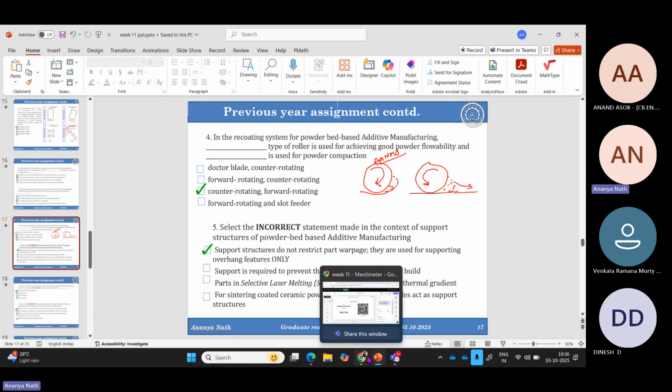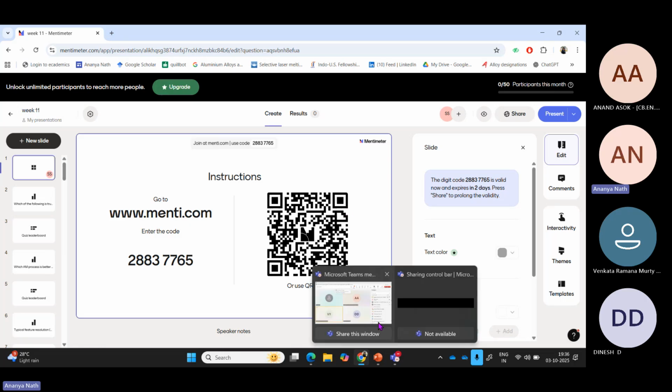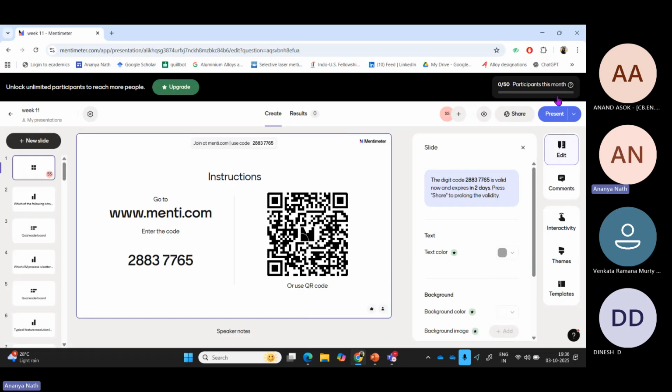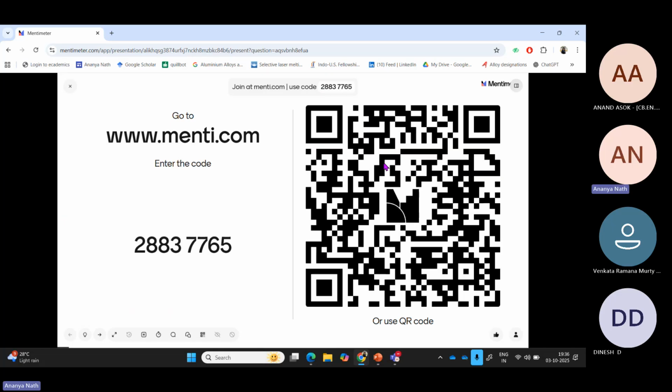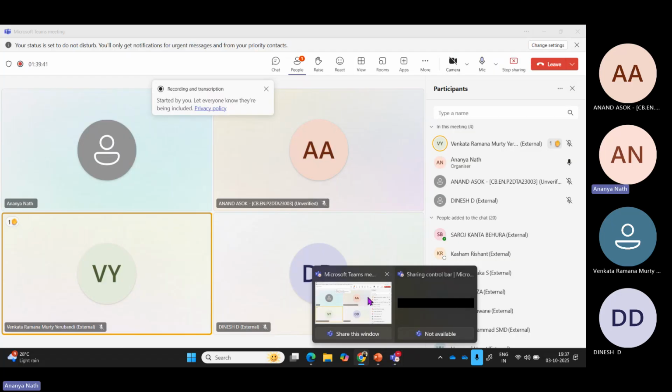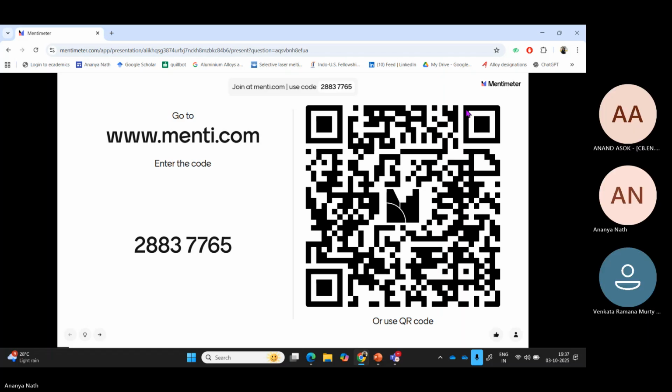Right now, we can go for the Mentimeter. We can start with the regular Mentimeter one. You can scan this QR, all of you, and join the test with your phone. Let me know when you have joined.